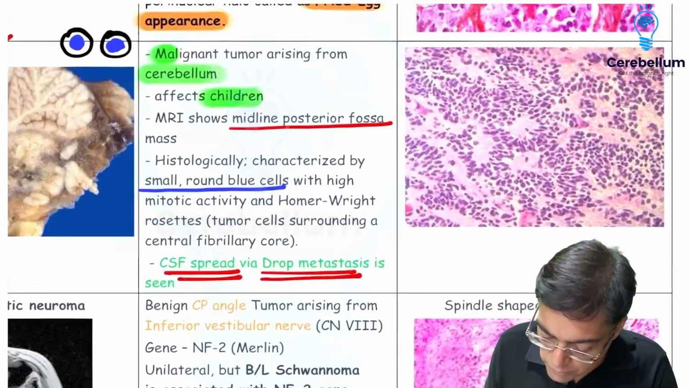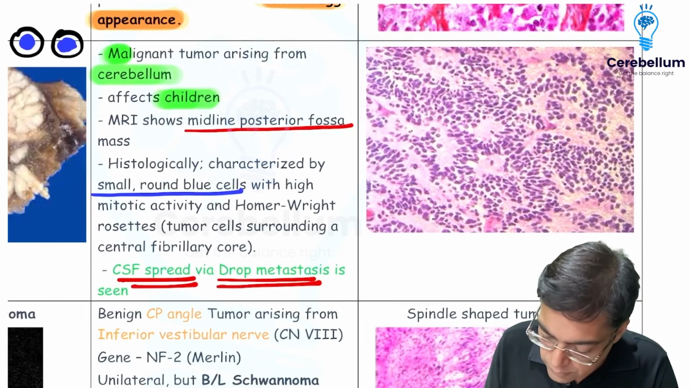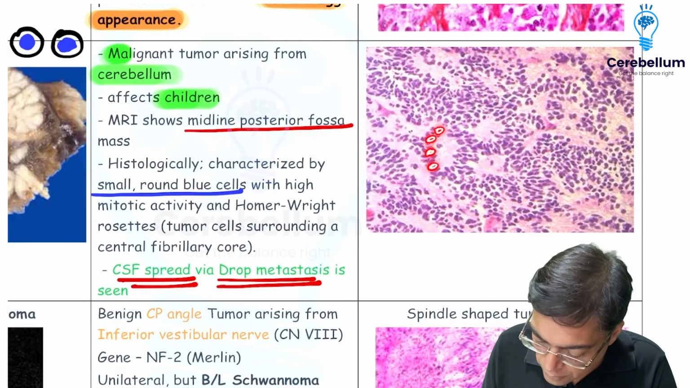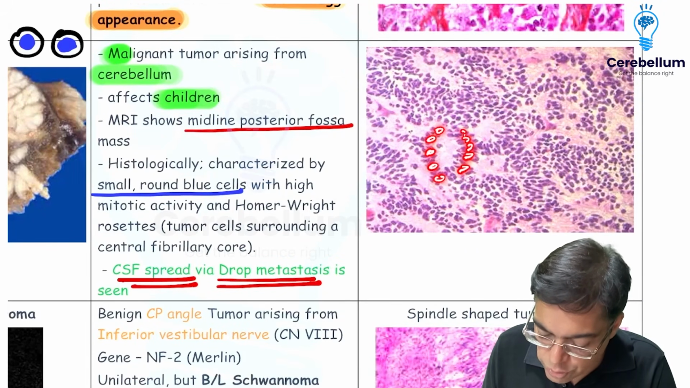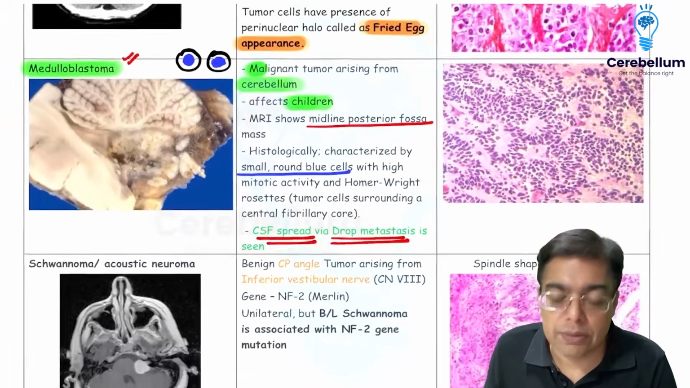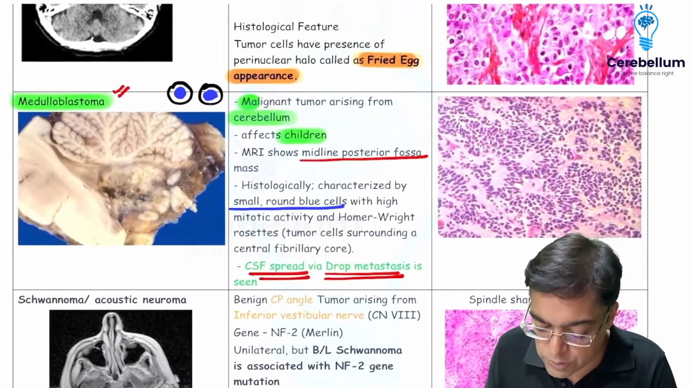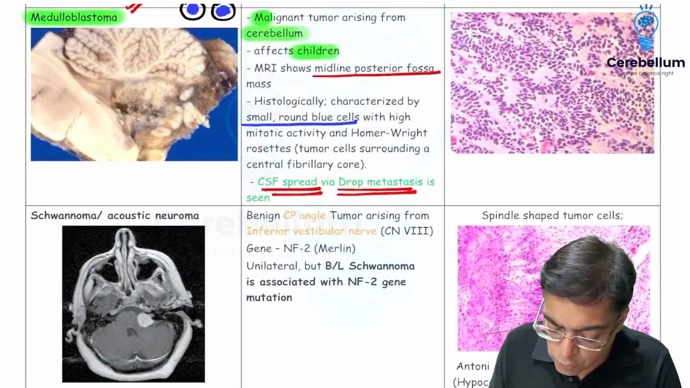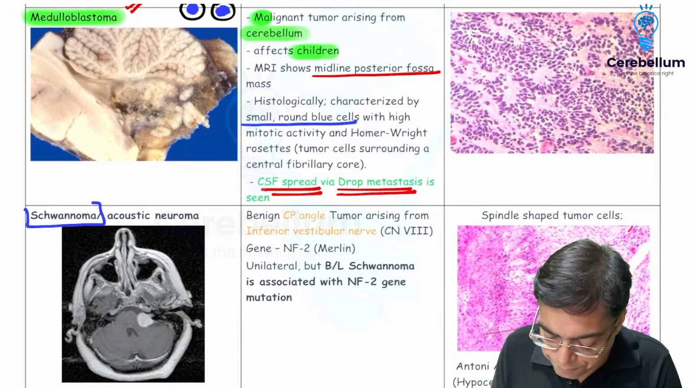Tumor cells are going to be arranging themselves in a flower-like fashion, and therefore we are using a term for them. This is associated with the term Homer-Wright rosettes. Homer-Wright rosettes. Then, continuing, a tumor that is given the name of a schwannoma.